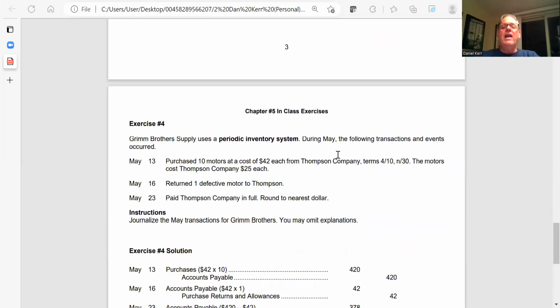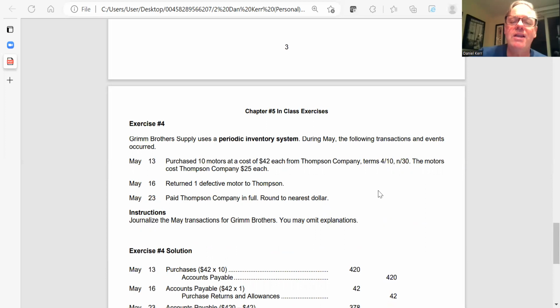The last one, we've got a periodic system. A periodic system is different than perpetual. In a periodic system, you don't know what's in inventory. The only time you know what's in inventory is when you physically count it. And when you purchase inventory, you're going to debit an account called purchases. And when you have purchase discounts, you're going to call it purchases discounts. So the accounts that you're going to use are going to be different than under a perpetual system.